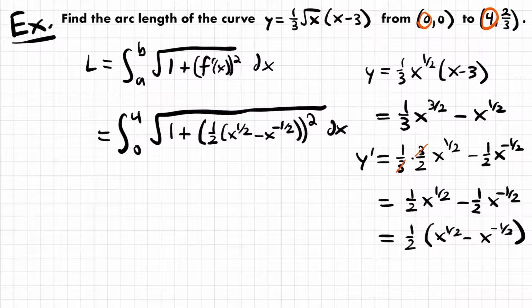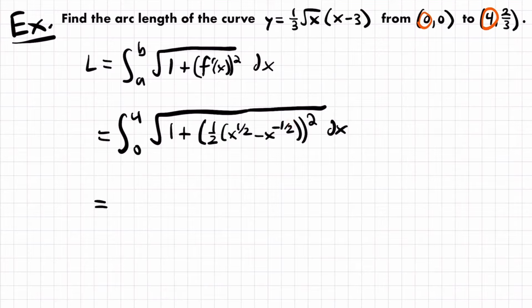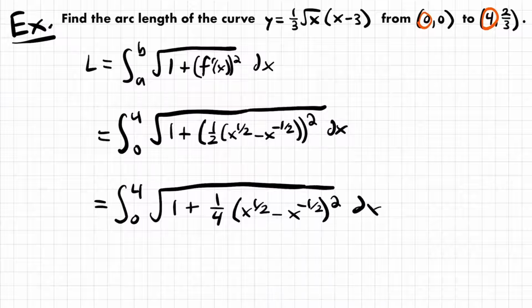Okay, so now that we have our derivative written in here, I'm going to erase this work so we have more room to work on the next step. And so if we simplify this by squaring each part of this quantity, this will be equal to the integral from 0 to 4 of the square root of 1 plus 1/2 squared, which is going to be 1/4, and then we have this quantity squared as well. So we have x to the 1/2 power minus x to the negative 1/2 power squared times dx. Okay, so we just squared both of these factors here.